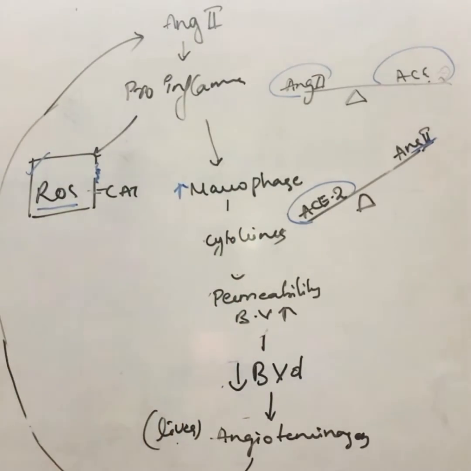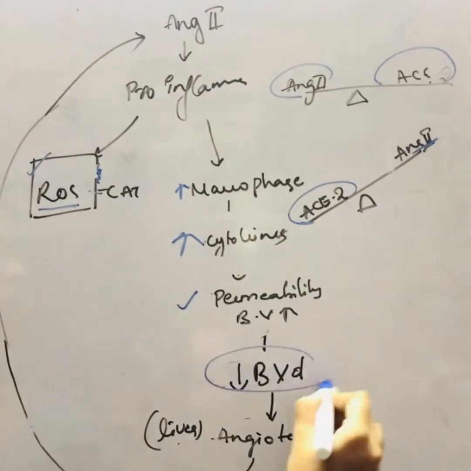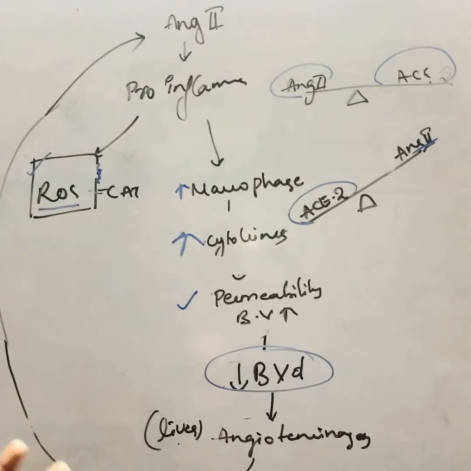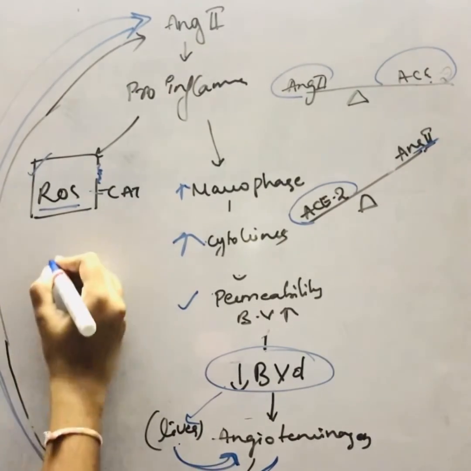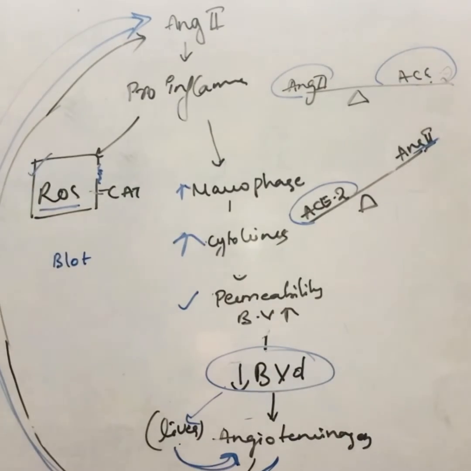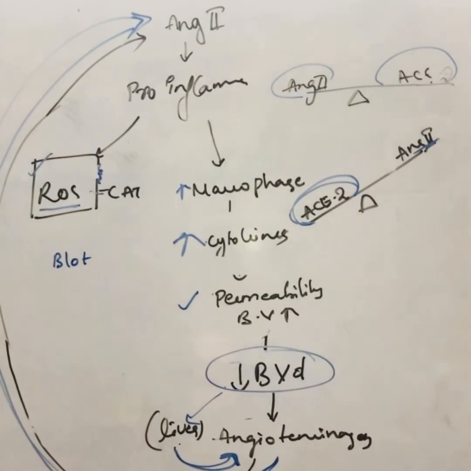Because of that, it is going to damage the cell wall of our own cells, which leads to cell damage. And the second one is that it is going to increase the activity of macrophages. When the macrophage activity is increased, the concentration of the cytokines is also increased in our blood. The main function of the cytokines is to increase the permeability of the blood vessel. Because of that reason, the blood volume is decreased. Again, if the blood volume is decreased, the liver is going to produce angiotensinogen.